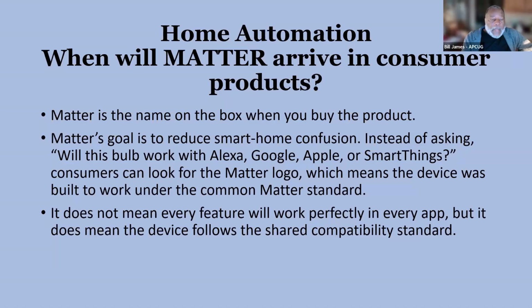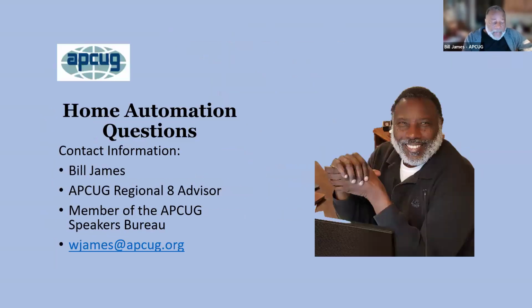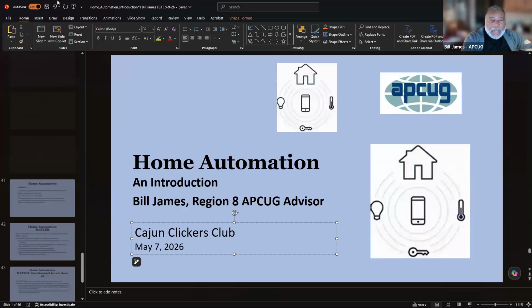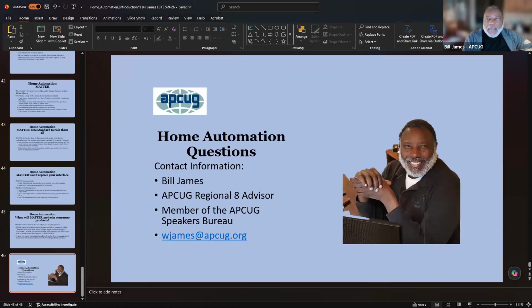So one of the caveats is it means that not every feature will work perfectly in every app, but it does mean that the device follows a shared compatibility standard. So that's kind of my presentation on home automation, and I'll be glad to answer any questions or clarify anything that I said earlier.